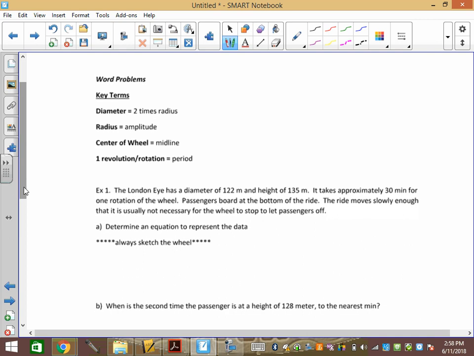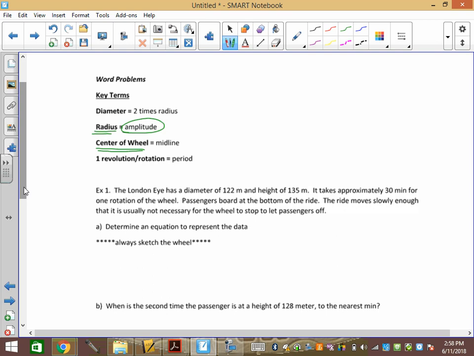Then we have word problems. This is huge that you know these words, because these words give you what your A's and your D's and your P's and stuff like that are. The diameter is 2 times the radius, which is the amplitude. So if they tell you the radius, they've told you the amplitude. If you don't know that, life is a lot harder. Radius is half the distance from the center to the edge, right? Amplitude is half the distance from the center to the edge, is it not? So radius is amplitude.